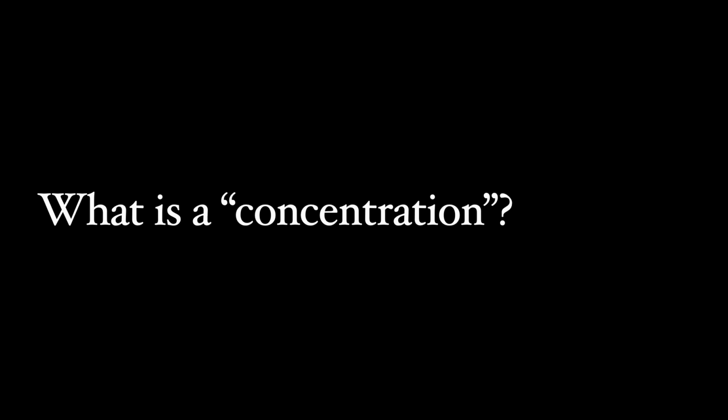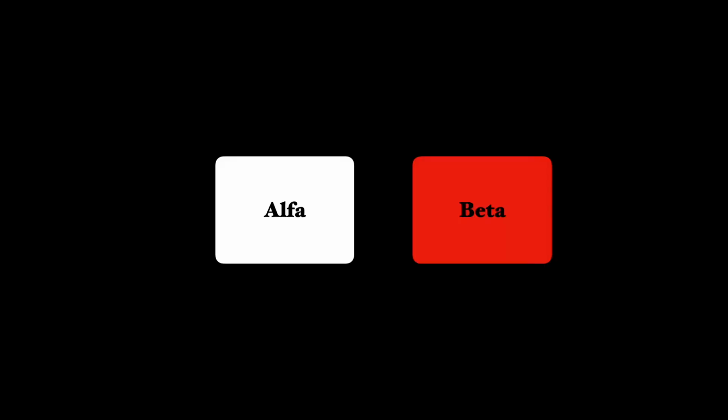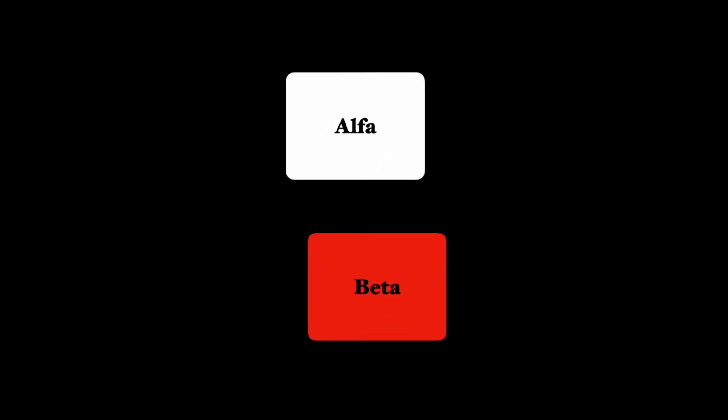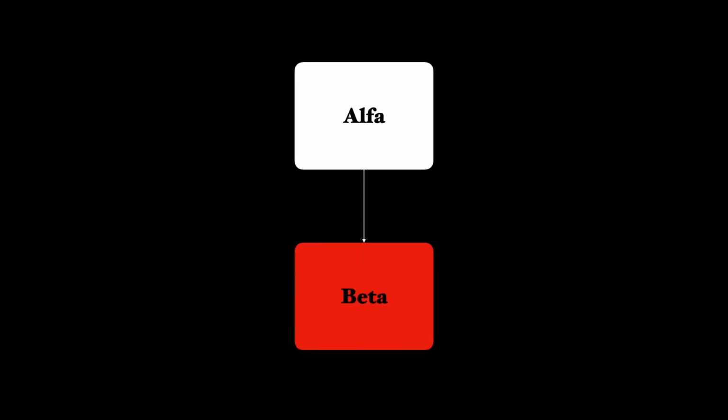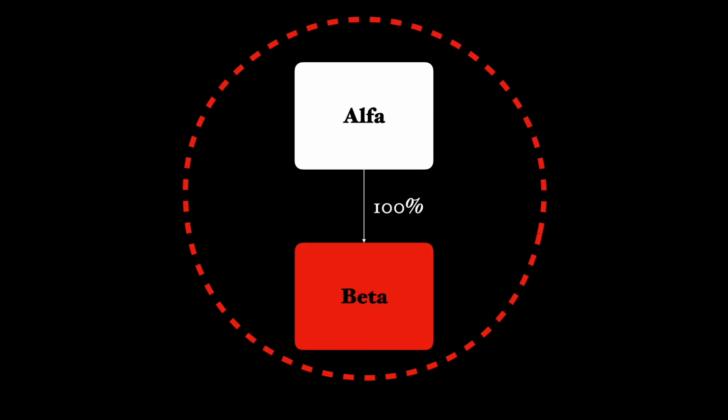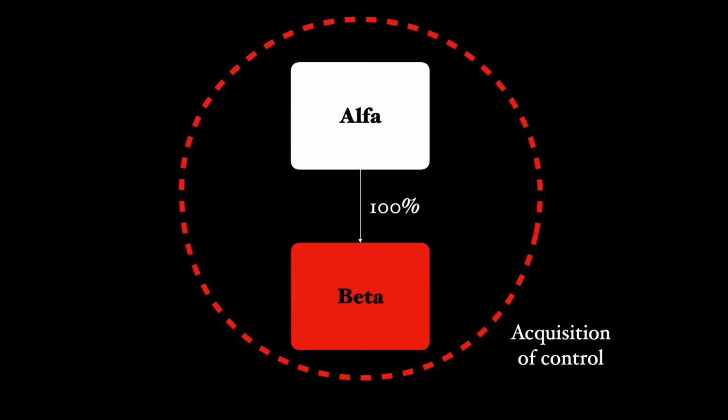So let's start with what is a concentration. Let's take 2 firms, Alpha and Beta, and Alpha acquires 100% shareholding of Beta. Now, before the concentration, we had 2 independent firms. Following the concentration, we have a single economic unit. This is what we call an acquisition of control.